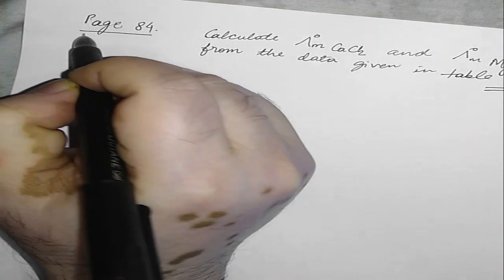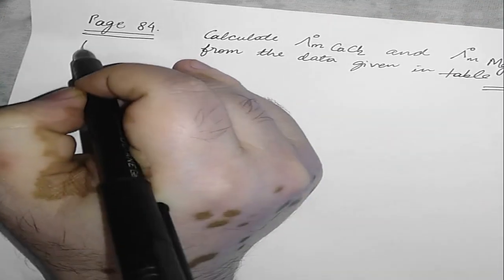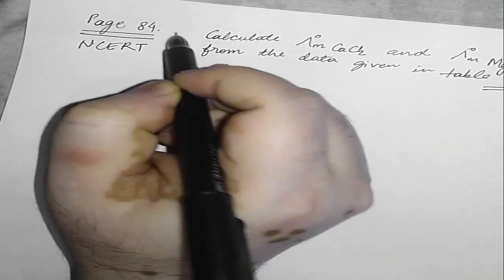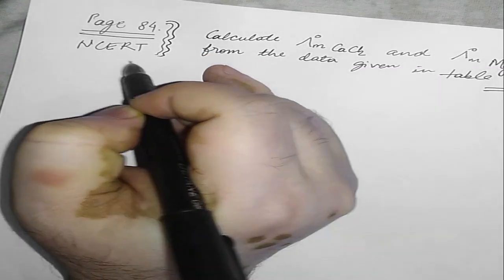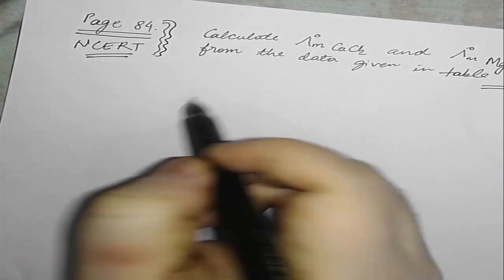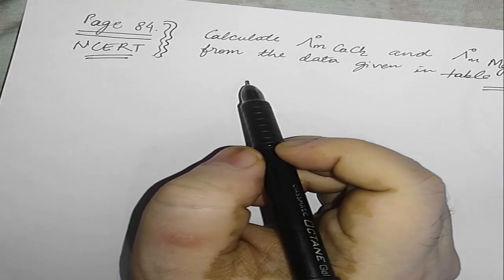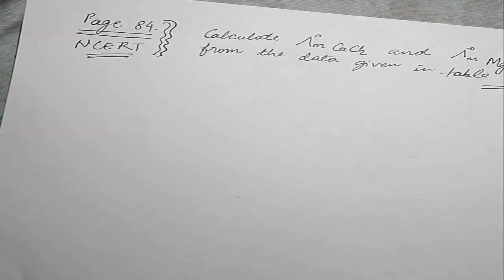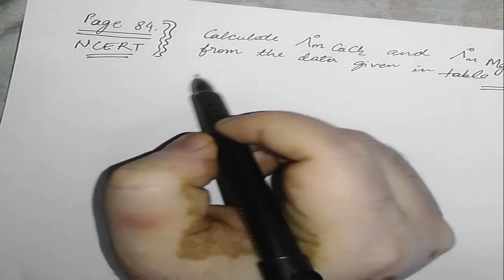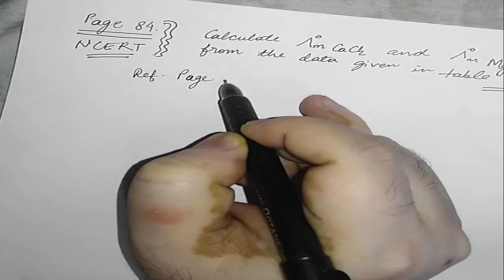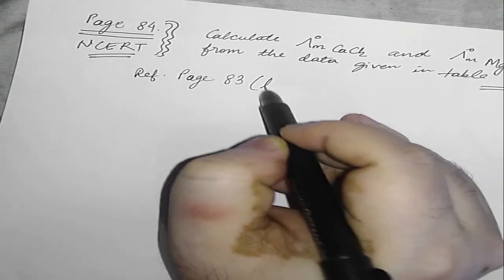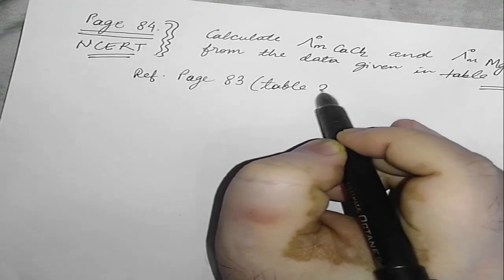This is another reason why I always give the reference of textbooks, page numbers, NCERT. As a CBSE teacher, it is our responsibility to encourage the NCERT book as well as give apt guidance. So table 3.4 is on page number 83. So we'll again refer to page number 83 and see table 3.4.